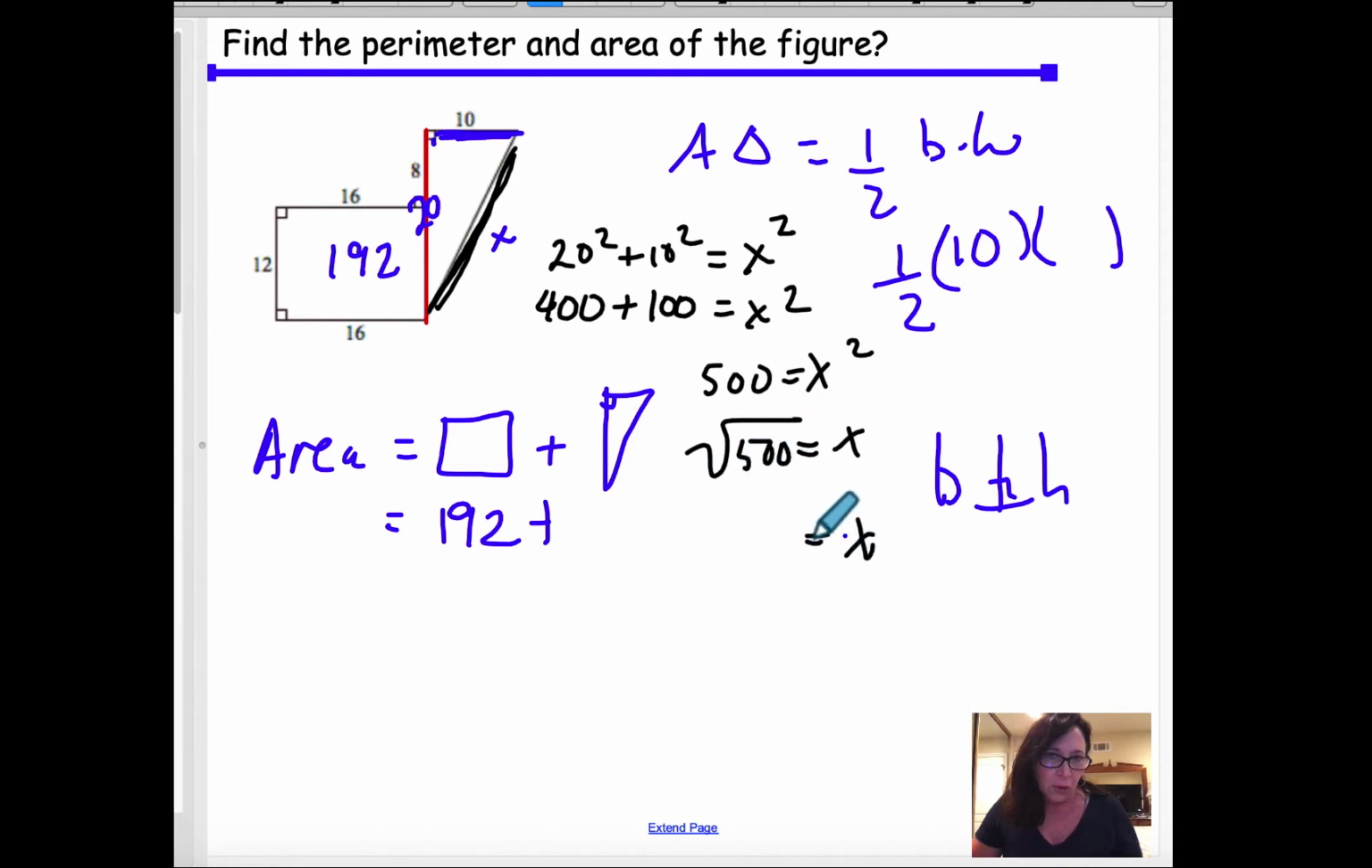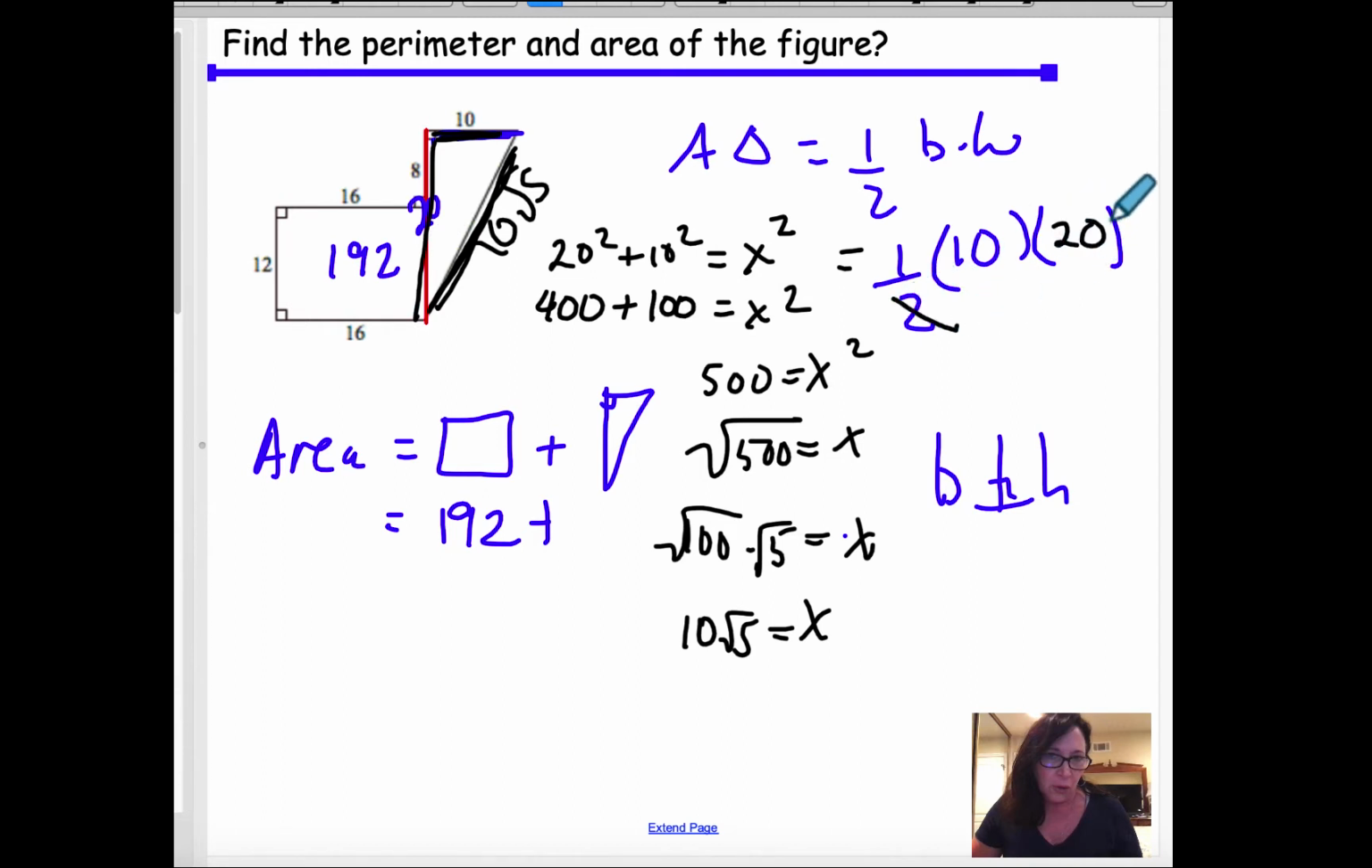So let me finish this. We've got x is equal to, I'm going to do 100 times 5, so square root of 100 times the square root of 5. So x is equal to 10 root 5. So that's our hypotenuse. Why is that important? It's important because when I go around to find the perimeter, I need that. But to find the area, all I needed was the base and the height. So I've got 10 and I've got 20, and we're done with that.